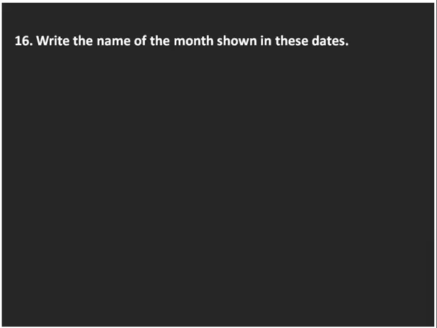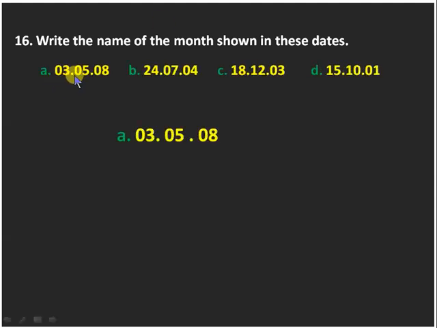Write the name of the month shown in these dates. They are the dates. Okay, remember, the first number 03 is the date, the second 05 is the month, and the third one 08 is the year. Okay, so very easy. This is the fifth month. Which is the fifth month? You know, January, February, March, April, May. May is the fifth month. So you can solve all these questions. 7 means July, 12 means December, 10 means October.